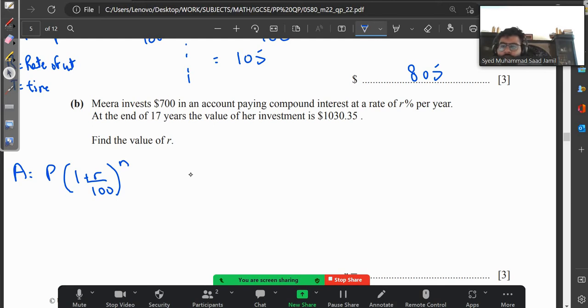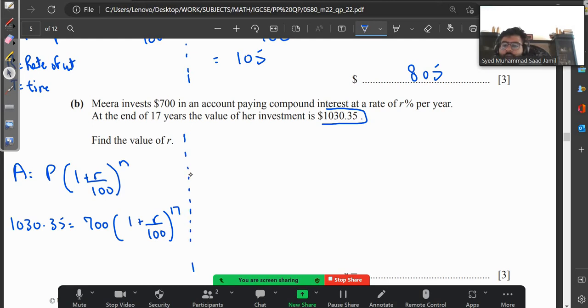Okay? So basically the total amount we already know, it's 1030.35. Principal is 700, and then 1 plus rate, which we don't know, upon 100, raised to power 17. It's 17 years. This question involves calculations, so students tend to get confused with calculations. So 1030.35 divided by 700 is equal to 1 plus R upon 100 raised to power 17.